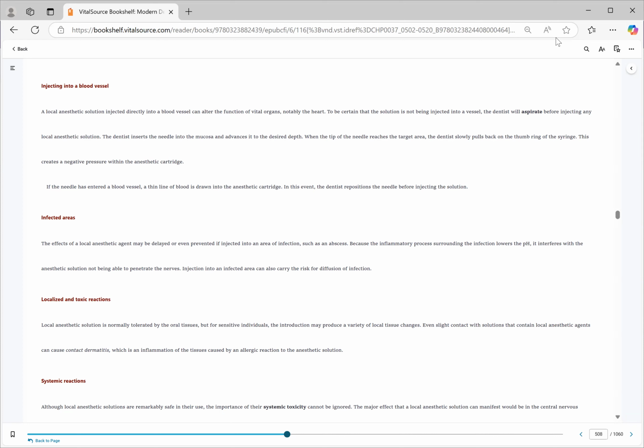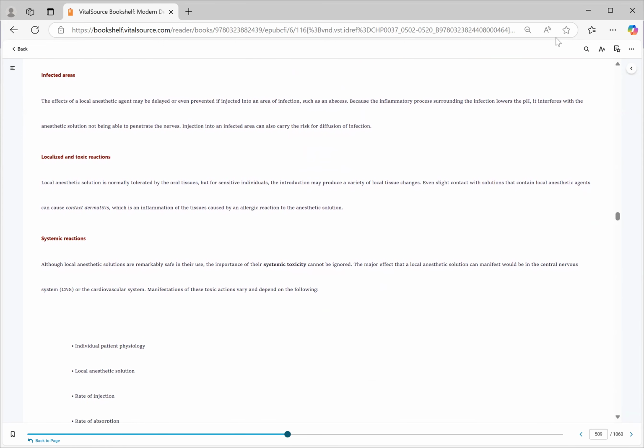With infected areas, our local anesthetic can be delayed or even prevented if the injection is into an area of infection, like an abscess. Because of the inflammatory process surrounding the infection, this lowers the pH and interferes with the anesthetic solution, so it is not able to penetrate the nerves.